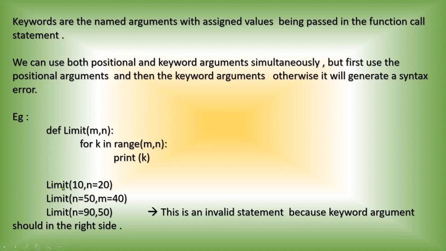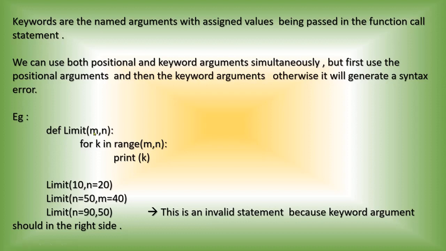Now, what will happen when you call this function? 10 is passed to m and n equal to 20, so 20 is passed to n. The actual n value is passed to the n variable itself. See the second function call statement: n is 50, m is 40. I just changed the order of the variables. Here n is passed to the n variable itself, and m is passed to the m variable itself.